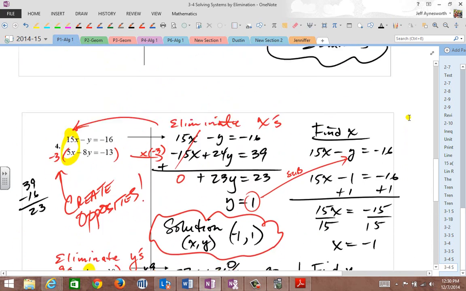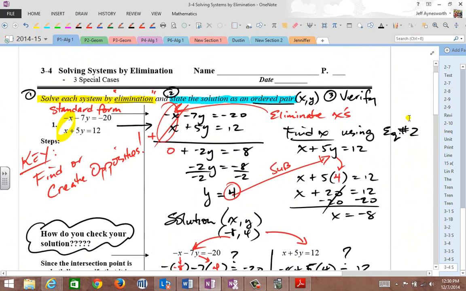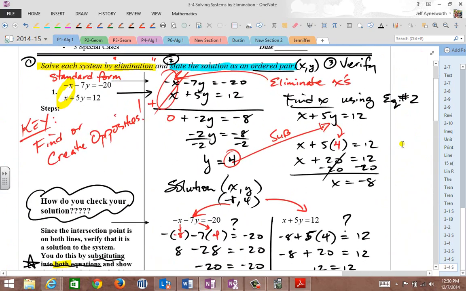All right, so there you go, guys. There's the elimination method. Now you just have to get to your practice, which is associated with this, and practice and check your work as you go.